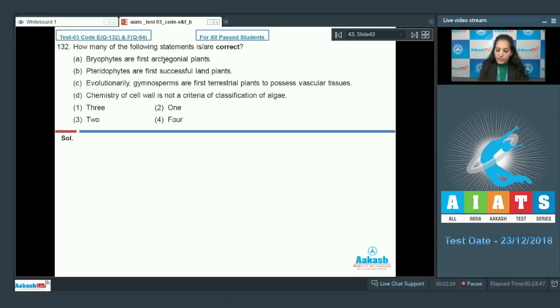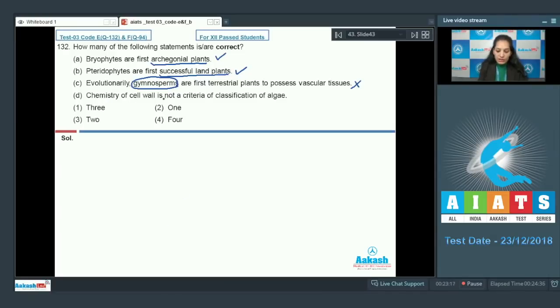A. Bryophytes are first archegonial plants. It is true that the bryophytes are the first archegonial plants which have archegonia. The female sex organ is called the archegonia, and bryophytes are the first plants which have archegonia. B. Pteridophytes are first successful land plants. This is also true. They are the first successful land plants as well as the first plants to possess the vascular tissues. C. Gymnosperms are the first terrestrial plants to possess vascular tissues. No, these are not the gymnosperms. These are the pteridophytes which have vascular tissues for the first time. Gymnosperms are the plants which have seeds for the first time.